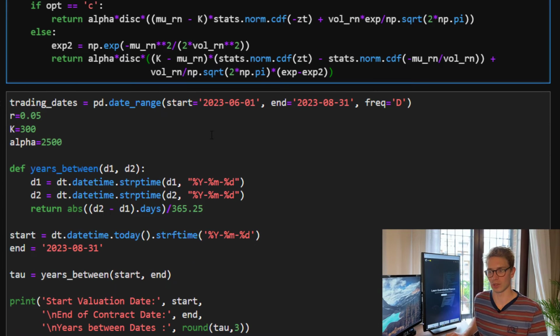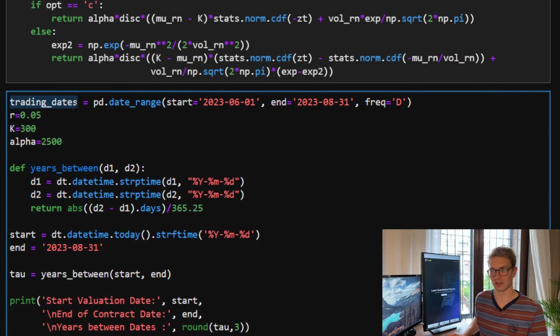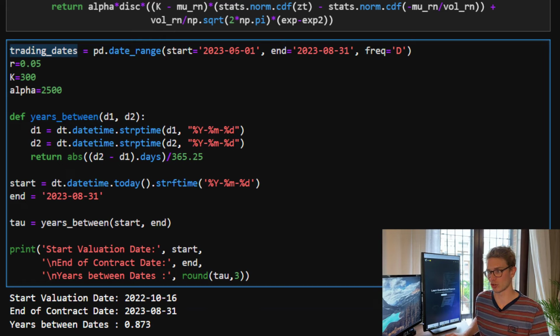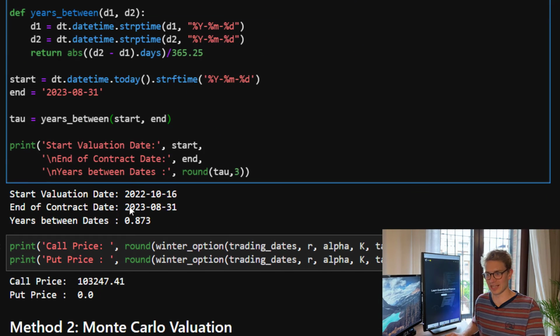What does that look like in real life? Well, essentially, if I'm interested in my trading dates of next winter, June through to August, I can define my trading dates using Pandas date range. I've got my risk-free rate at 5%. I've got a strike of 300, and I've got alpha at $2,500 per tick. So tau is going to be the number of years between that. As you can see, the start date is the 16th of October today, and then the end of the contract is the 31st of August 2023. So the years between the dates is 0.873 years.